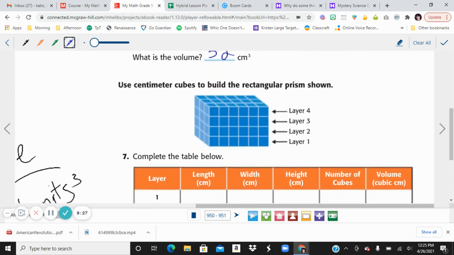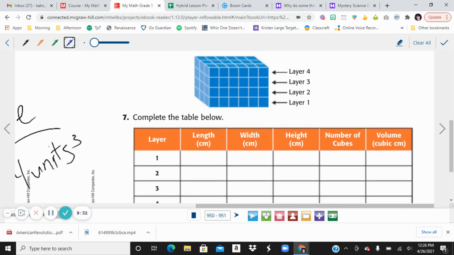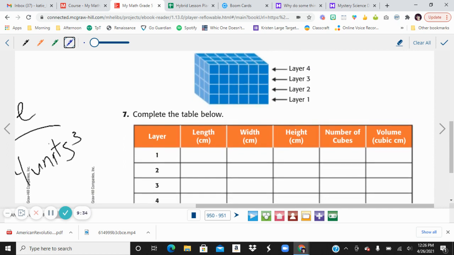It says use centimeter cubes to build this rectangular prism. This one's got 4 layers, but that's okay. We're just going to check it out. So layer 1, this bottom layer, how long is it? 1, 2, 3, 4, 5, 6. 6 long. How wide is it? 1, 2, 3. How high is it? Well, we're just looking at one layer, so it's 1. How many cubes? 6 times 3 is 18 times 1. So there's 18 cubes. The volume of layer 1 is 18.